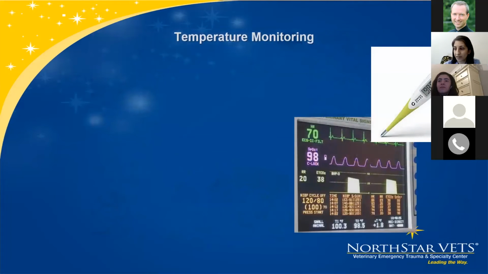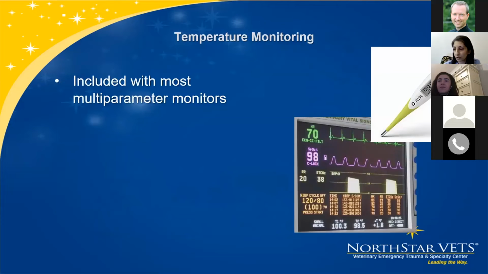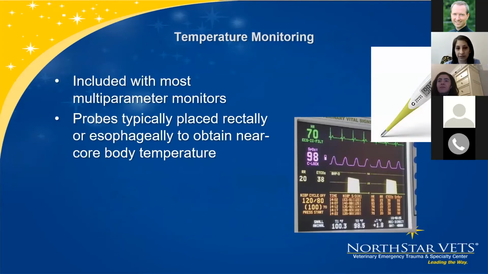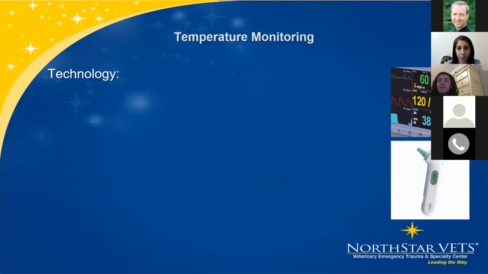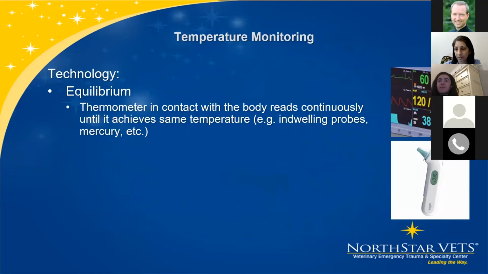Temperature monitoring is next, and most multi-parameter monitors do include at least one temperature probe. They are typically placed rectally or esophageally, and these locations help us obtain a near core body temperature on these animals. We can also place temperature monitoring equipment in the axillary space, and oral or pharyngeal temperatures can be taken with usually just handheld devices. There are three basic types of thermometer technology, and this applies to veterinary and non-veterinary units.